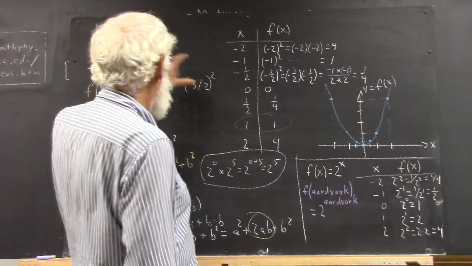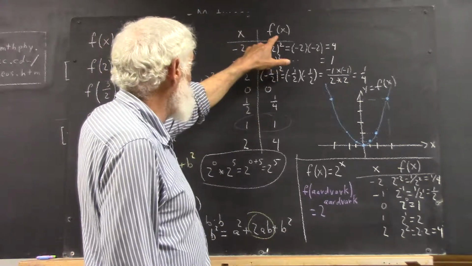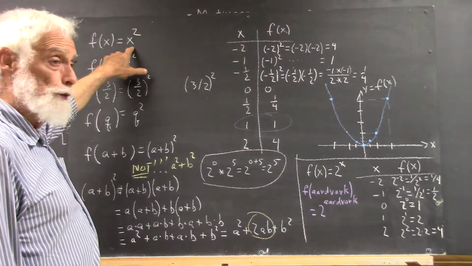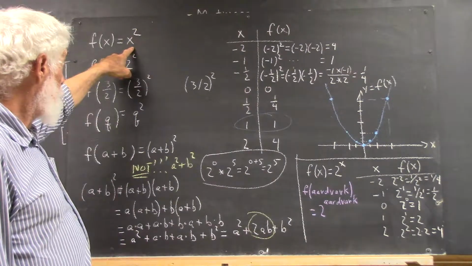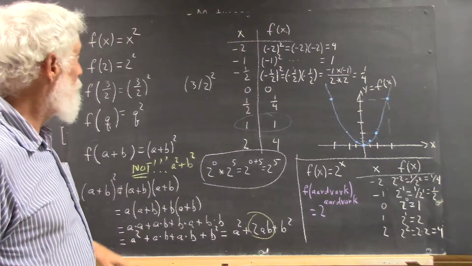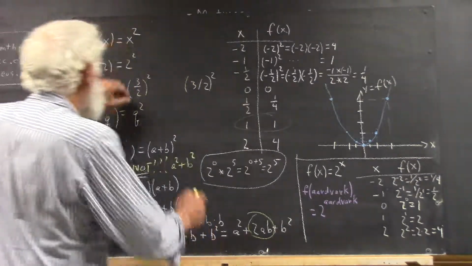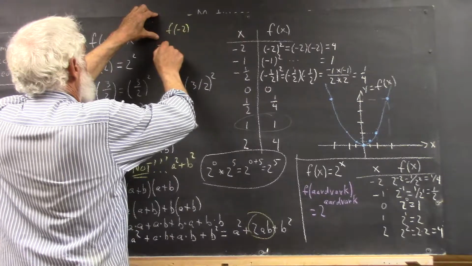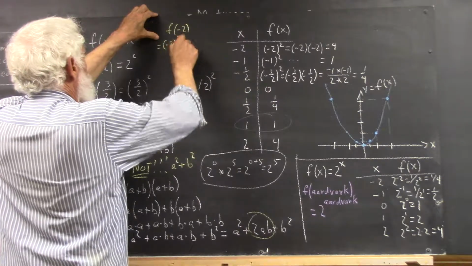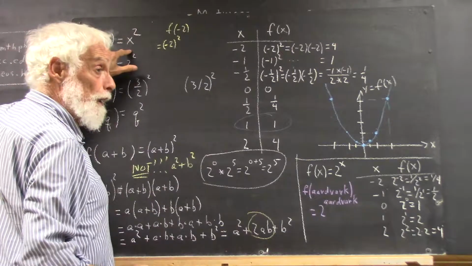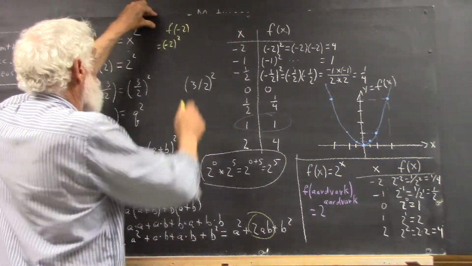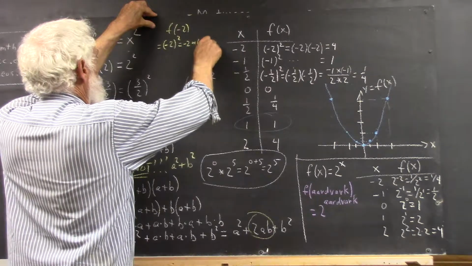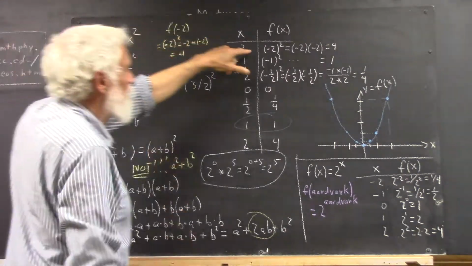Okay, so what's f of -2? If x is -2, then you replace x by -2, so you're going to have to square -2. I want to write this out carefully. F of -2 equals -2 squared. You got to square whatever x is. And if you square -2, that's -2 times -2, which is 4. And that's the way I've written it here.